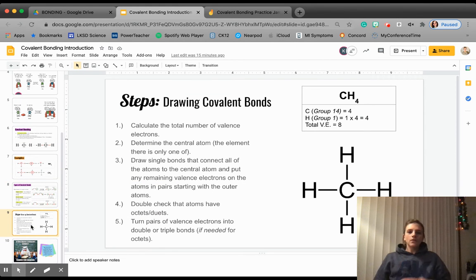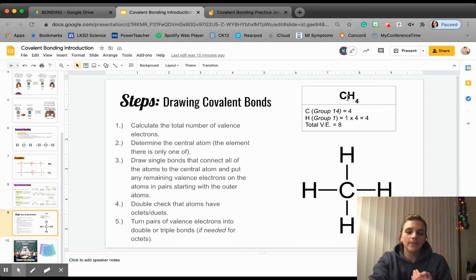Okay, so let's get into the second nitty-gritty detail. How do we actually draw covalent bonds? Here are the steps. I think there's 5 of them. If you ask someone else, they might say there's more, but this is how I think of these problems. The first step that we want to think about is what is the total number of valence electrons that we're possibly dealing with in a molecule.